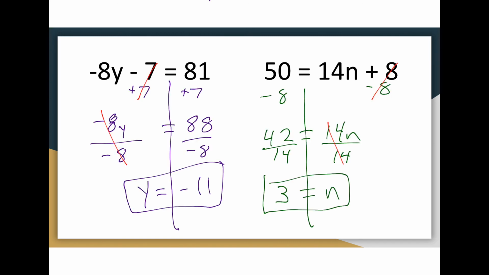All right, so the problem on the left here, we have y equals negative 11 as our final answer. And the problem on the right, we have n equals 3 as our final answer. Don't forget to box them in. If you've got any questions, let me know.